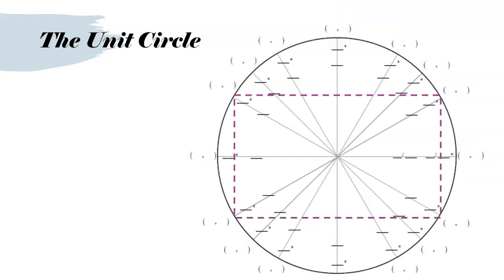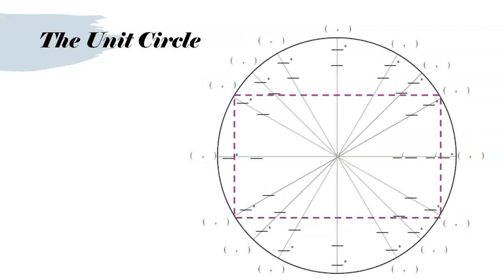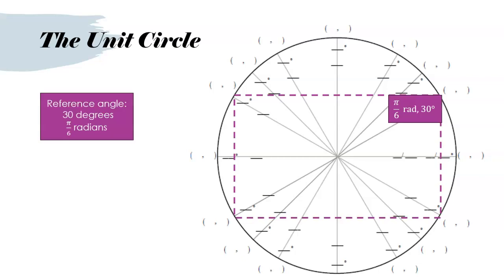The next set of values that it's important to understand form a short, fat rectangle. All of the values on this rectangle have the same coordinates, except their signs are different. Just like in this situation, all of these coordinates are the same, except for their signs. And when we step out to this rectangle, all of those points also have the same values, but different signs. The reference angle for all of these angles is 30 degrees, or in radians, pi over 6, because 180 divided by 6 gives you 30 degrees.